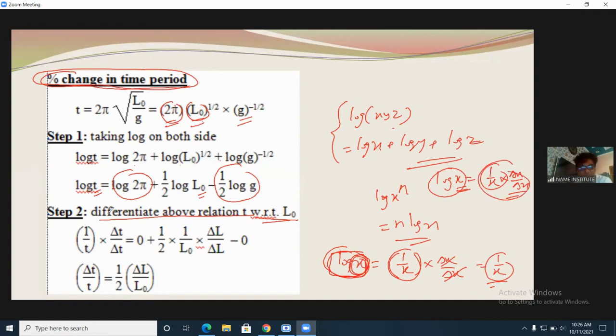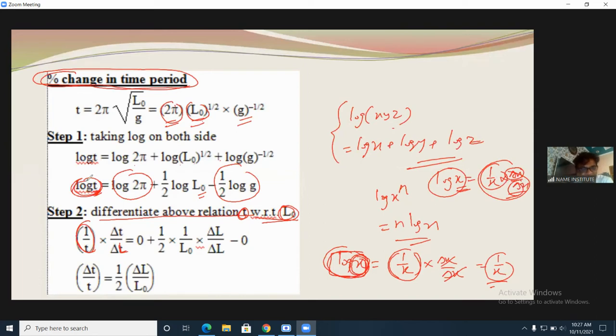Okay, tell me now, what is the differentiation of log of T? It is 1 upon T. The remaining differentiation of T is with respect to L naught, so it is delta T by delta L. Why is it so? Because here we are differentiating this T with respect to L naught, whereas earlier it was the differentiation of X with respect to X.